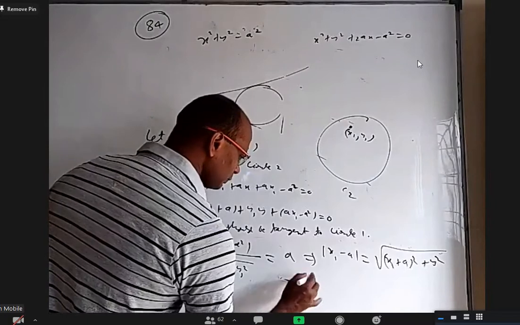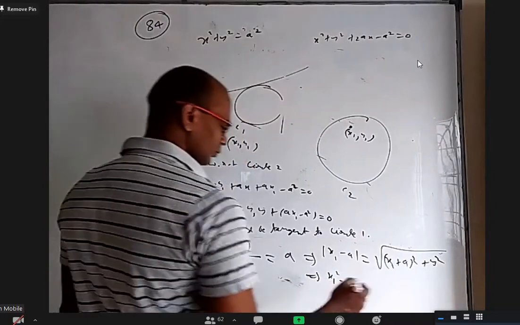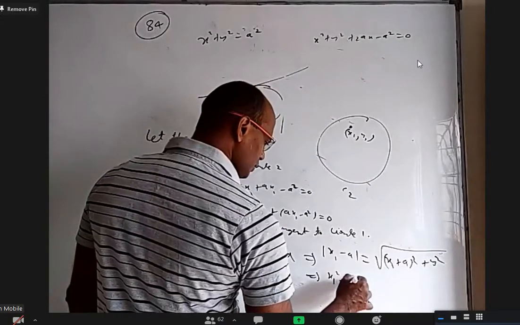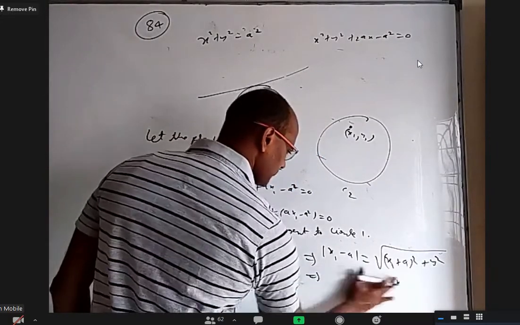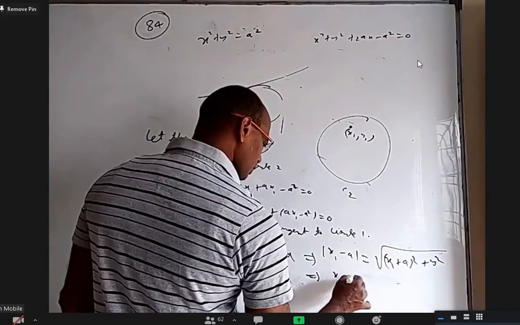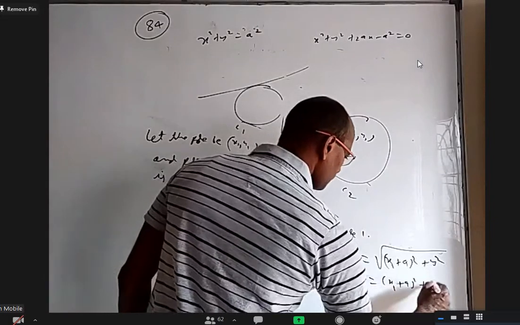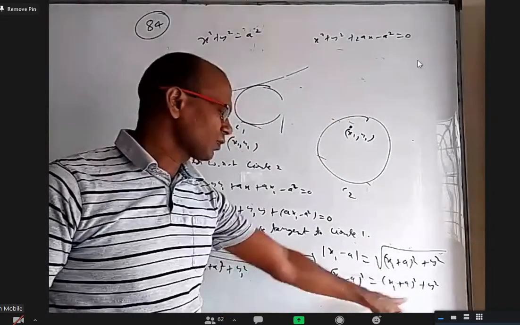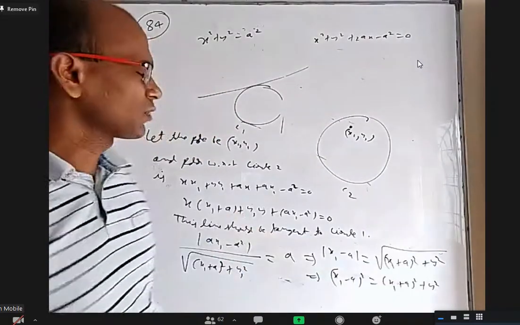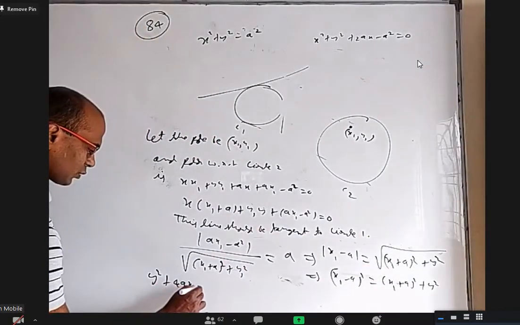Square it now, we'll get x1 square minus 2a x1 plus a square. That is (x1 minus a) whole square equal to (x1 plus a) whole square plus y1 square. If I bring this one this side, (a plus b) whole square minus (a minus b) whole square is 4ab. So I'll get y1 square plus 4a x1 equal to 0.